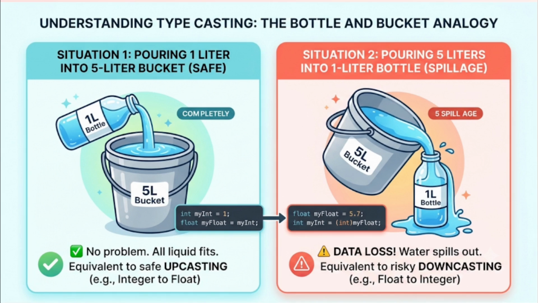Imagine you have a 1 liter bottle and a 5 liter bucket. If you pour 1 liter of water into the bucket, everything fits perfectly. But if you try to pour 5 liters into the 1 liter bottle, some water will spill out. Typecasting works in exactly the same way. When we move from a smaller data type to a larger one, everything fits safely. But when we move from a larger type to a smaller one, some information may be lost.